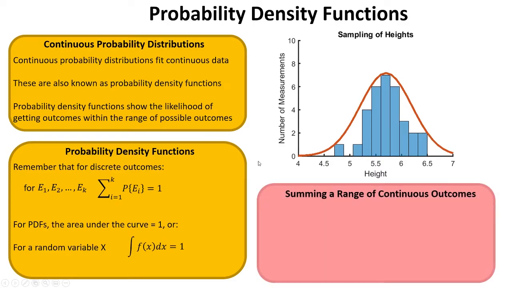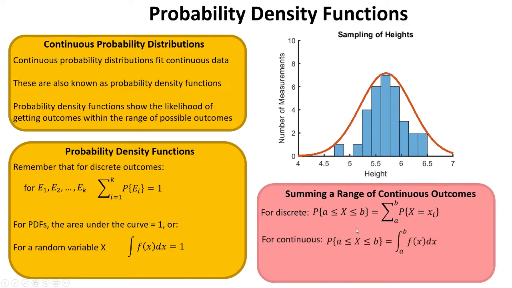So what if we wanted to sum a range of potential outcomes in a continuous probability density function? We just looked at it for the discrete case. For the discrete case, it was summing up all of the potential outcomes. And for the continuous case, it's just integrating across the range that you want to find probabilities for.